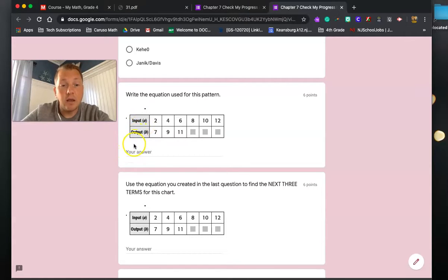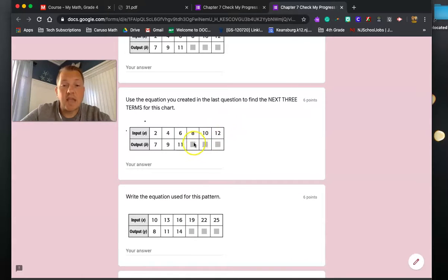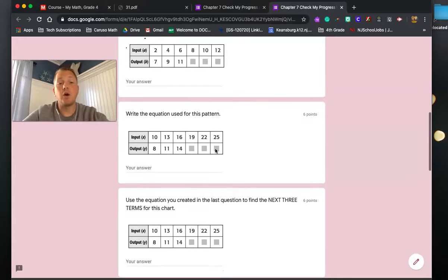The input here is A, so it'll be A plus or minus. I'm not going to tell you which one, but it's going to be addition or subtraction. Whatever the difference is here, whatever that number is, whatever the rule is, equals B, our output. And that's all you're going to have here where it says write an equation. A, or for this one, it's A plus or minus some digit equals whatever the output is, and the output here is B, so that would be the letter B. Then you're going to use that equation to find the next 3 terms in this input-output chart. You're going to repeat that over here for this next one.